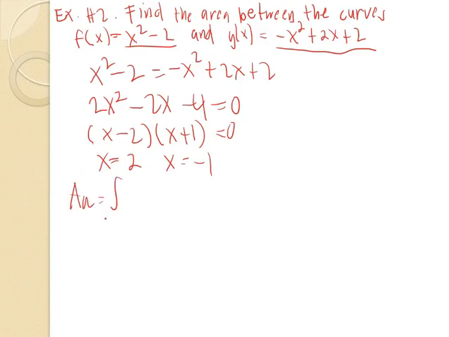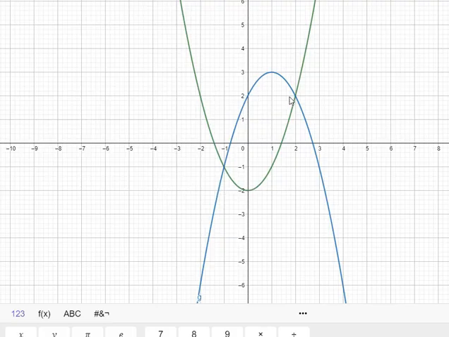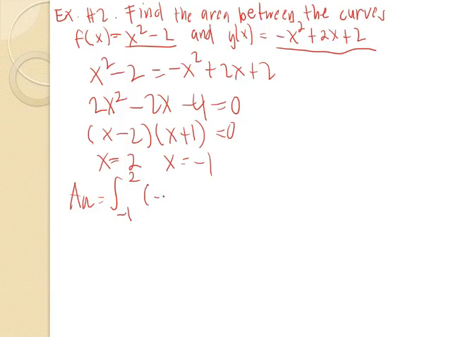We have a definite integral negative 1 to 2. And then, kailangan natin malaman yung curve which is above the other. In this example, yung blue, which is the g of x, is above the green. So, g of x, which is negative x squared plus 2x plus 2. And then minus the f of x, which is below, x squared minus 2. And then dx. And then we simplify this one by combining like terms.